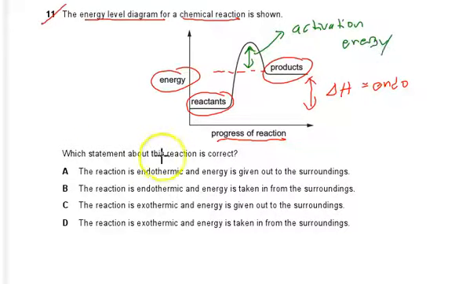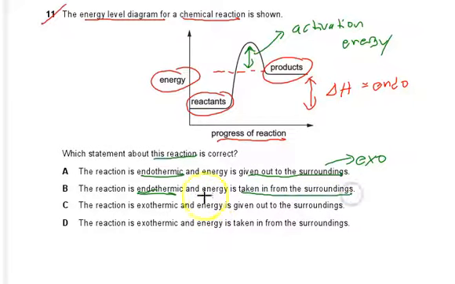Okay, now which statement about this reaction is correct? So if you look at it, it is endothermic. So endo we have 2, and energy is given out to the surrounding. If it's given out, it is exothermic, so which is incorrect here. So energy is taken in from the surrounding. Yes, this is correct. So 11 is B.